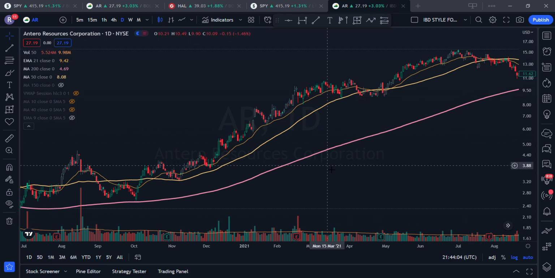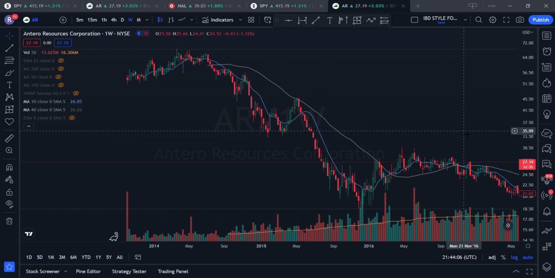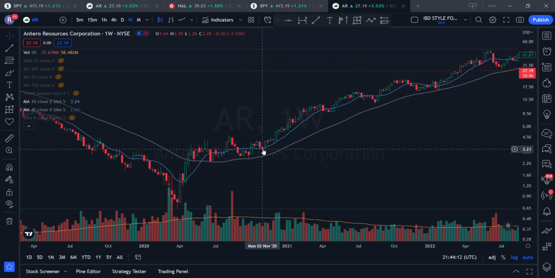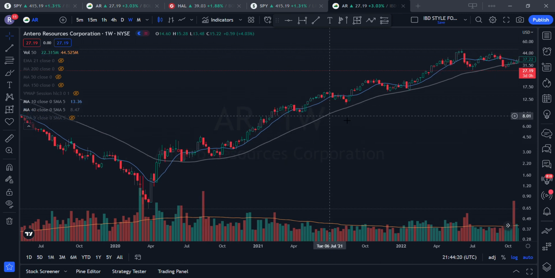The second thing is the base counting. So you want to look at the number of bases. This is a weekly chart. Let's forget about this one. So number one, number two, kind of number three. So base on base, this is number four. You don't want to buy the stock when it's coming out of its third stage, or don't even try in the fourth stage. Those later stage bases will most likely fail.